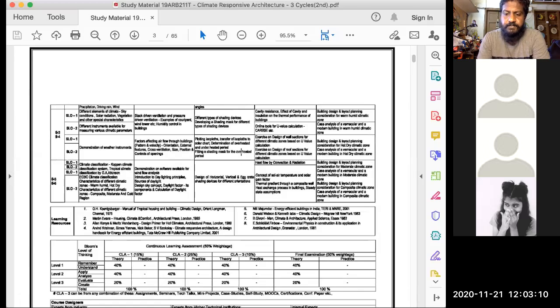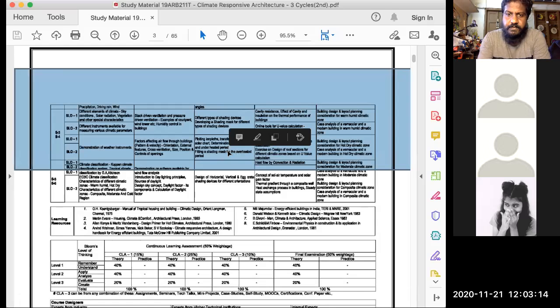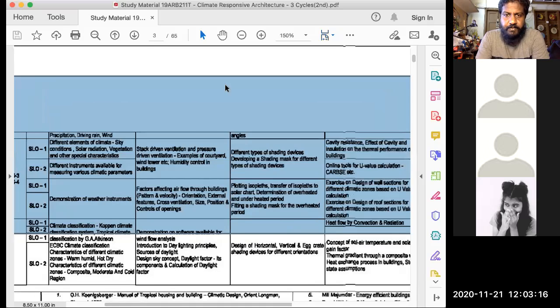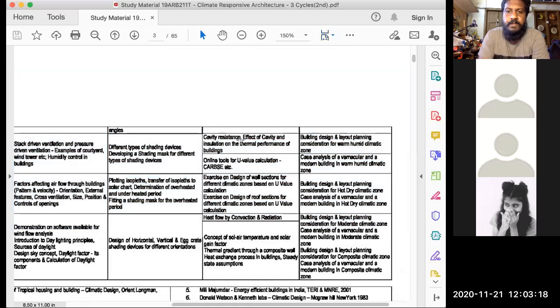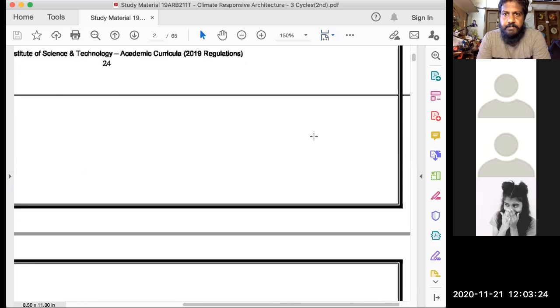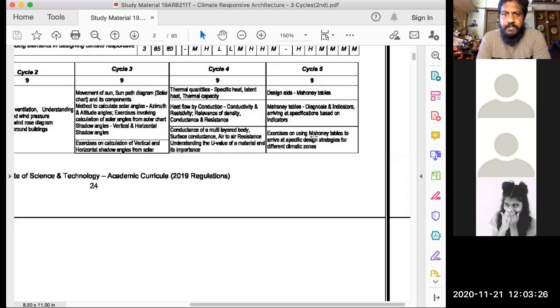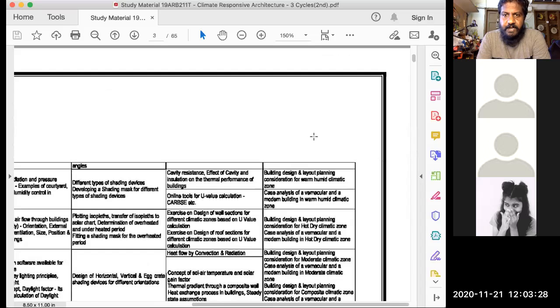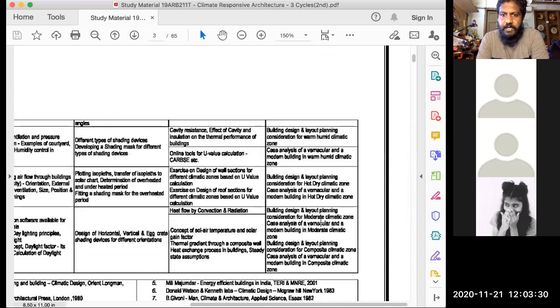Thank you. Okay. So now we have come to the second part of the fourth cycle. The fifth cycle is going to be more like an exercise for you guys, because the fifth cycle is more than the theory content. It's about the different climates: warm humid, hot dry, moderate, and composite. There are 4 climates given here. And this is about understanding what that climate's characteristics are.